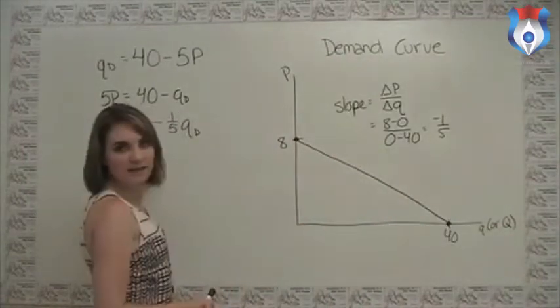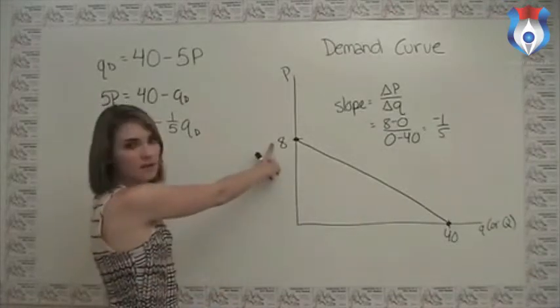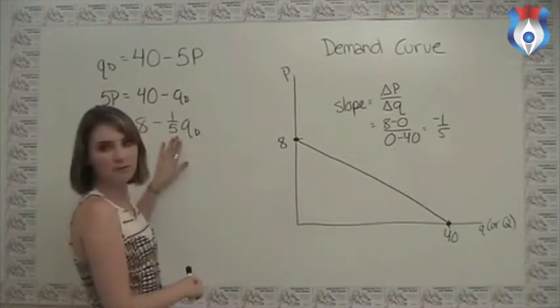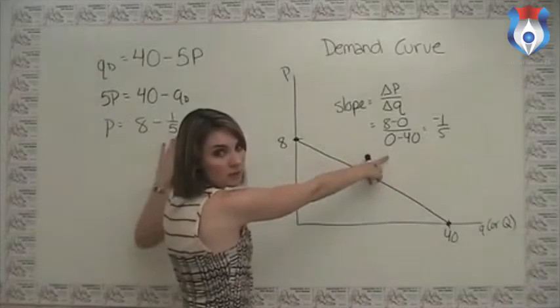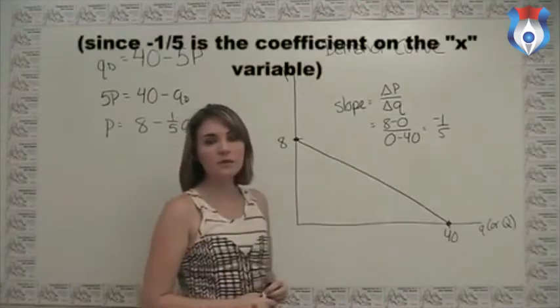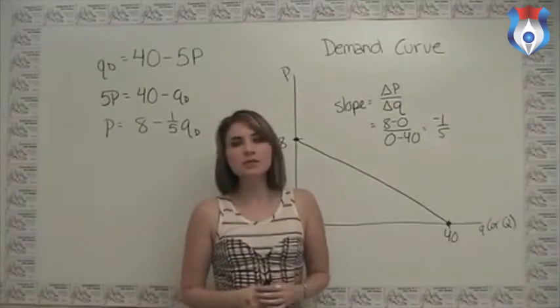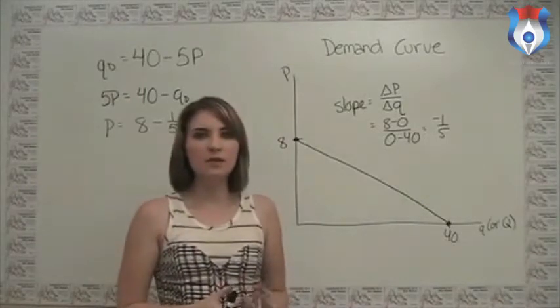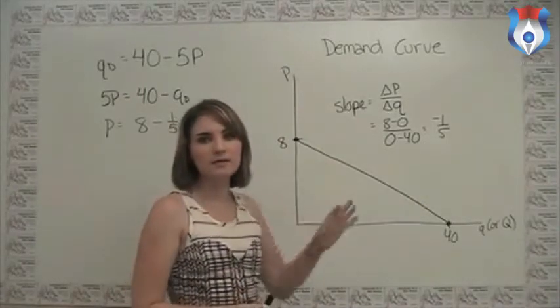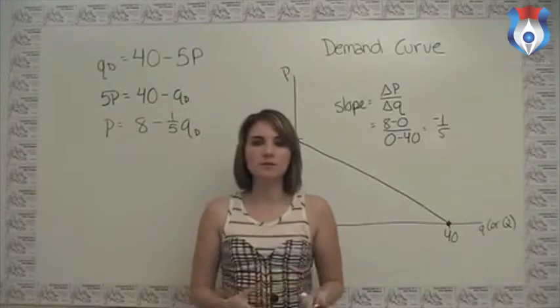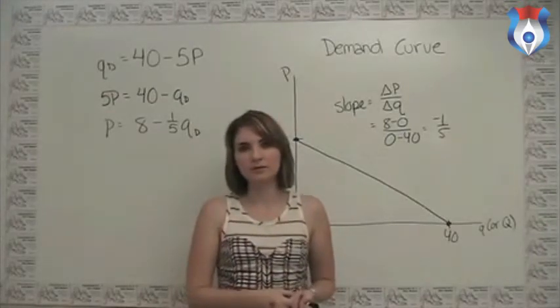We have our 8 as our y-intercept, and then we have our negative 1/5 as our slope that goes right here. That said, it's usually easier to become familiar with how to graph the demand curve directly rather than how to move it around and solve for p every time you have to graph a demand curve.